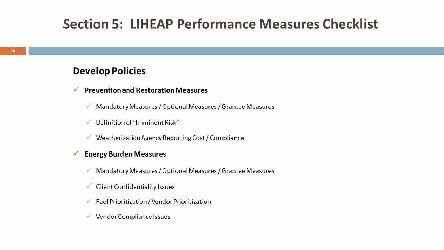For example, when we talk about prevention and restoration measures, and energy burden for that matter, picking out, identifying which are mandatory, and then any additional optional measures that we've listed that your agency is deciding to collect. That's a policy decision. Is it important enough for us to collect this information? Do we value this information, and is it worth the investment of time and resources?